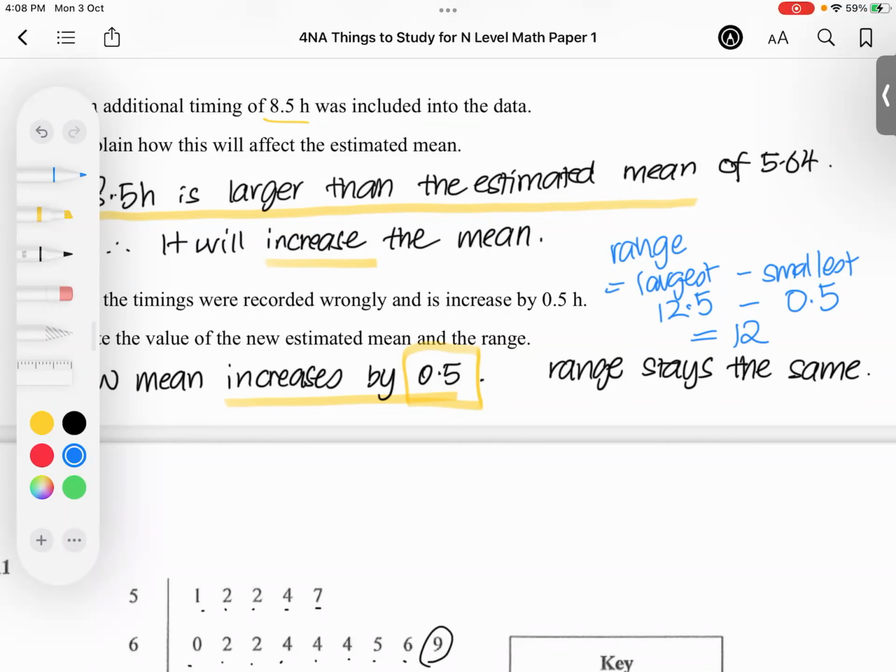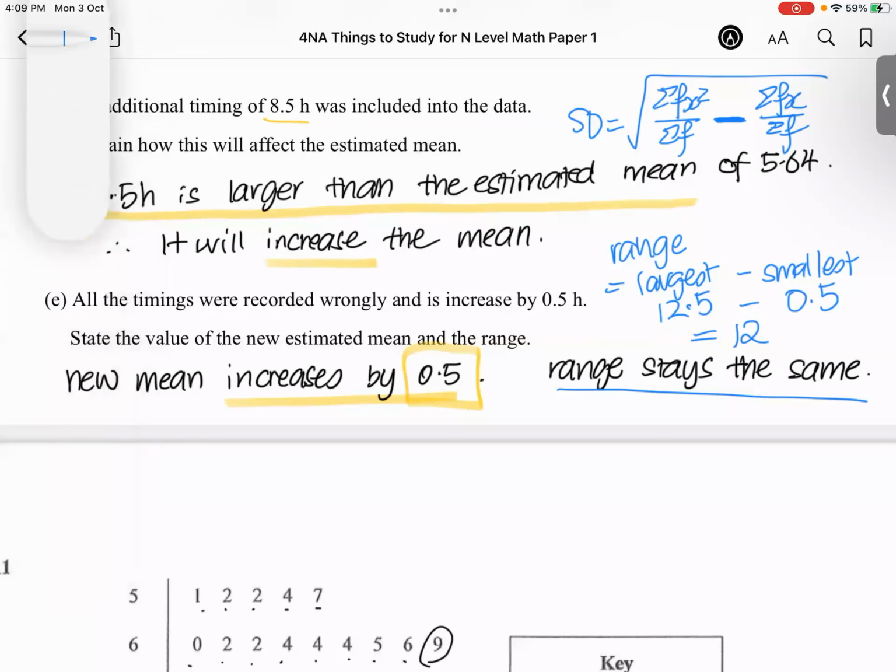This is the same for standard deviation. The standard deviation formula is in terms of this. If you cannot remember, look at the cover sheet. This is the standard deviation formula. It comes in the form of subtraction as well. So whenever all the data is increased by a certain number, the effect is still subtraction. So the standard deviation also stays the same, just like the range. Okay, but this hasn't come up before.